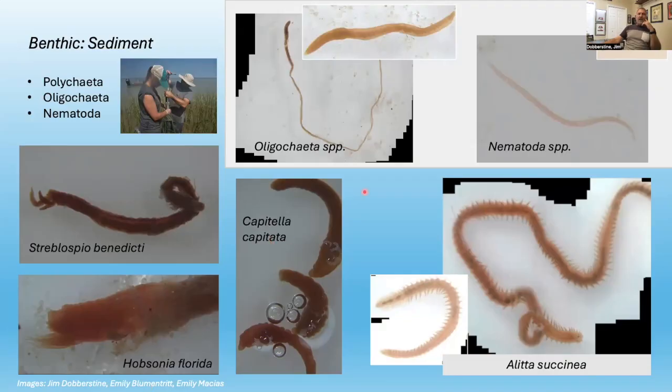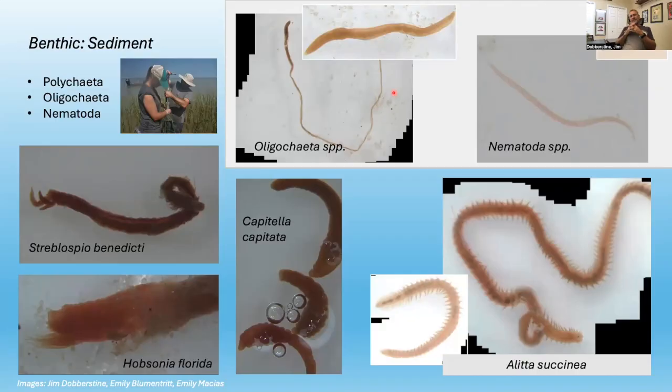So we also have oligochaetes. Oligo means few or none, and oligochaetes have no legs or hairs. Also, chaete can mean hair. So you've got these oligochaetes that have few or no hairs. These are related to earthworms, which are a type of oligochaete. So these are aquatic versions, and again, there are a lot of different species of oligochaetes.